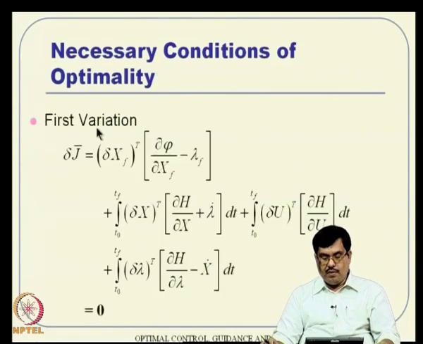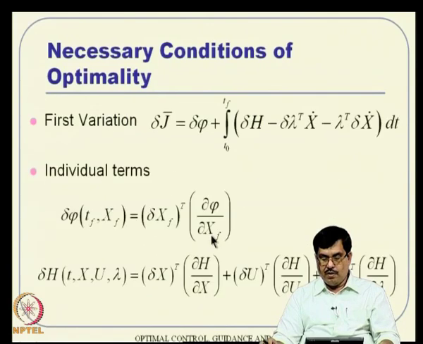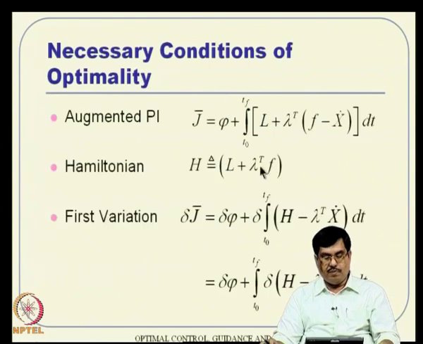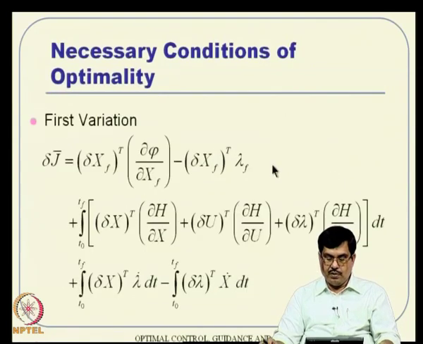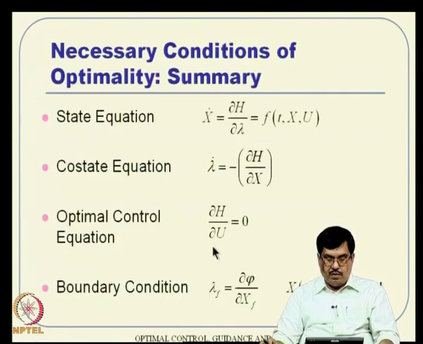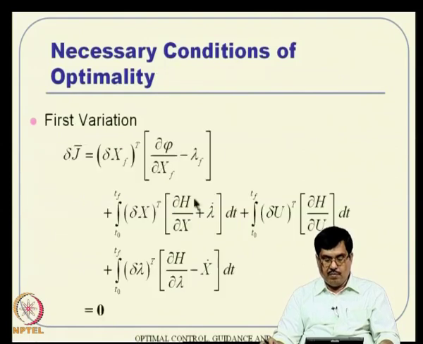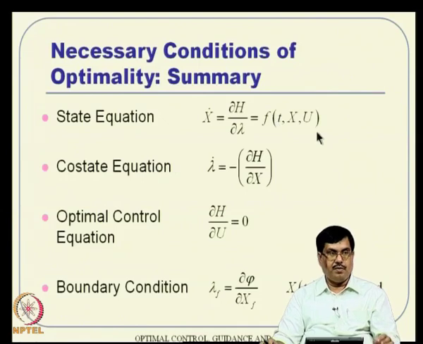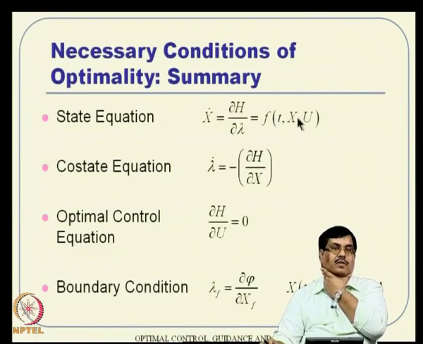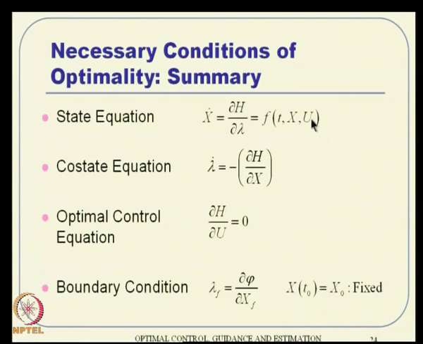So what results from here? This particular equation: x dot is nothing but del h by del lambda, and what is the Hamiltonian? Hamiltonian is L plus lambda transpose f. So when you talk about del h by del lambda, it is nothing but f actually. Okay. So x dot equal to del h by del lambda, from here, and that is nothing but f. So that means x dot equal to f actually. That is nothing but the state equation.